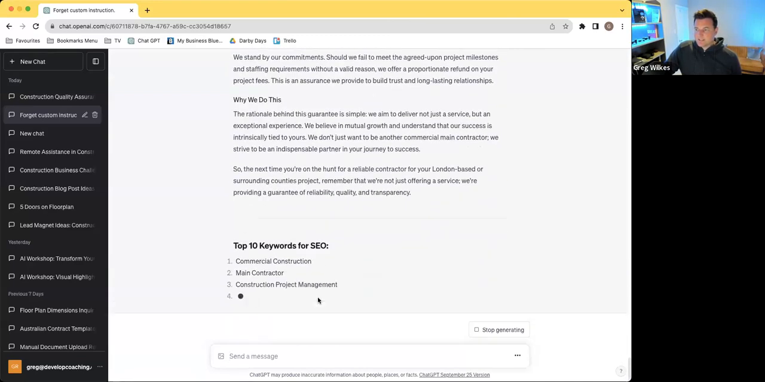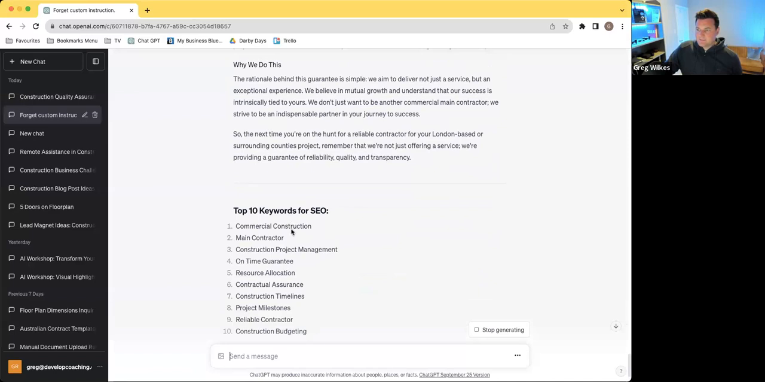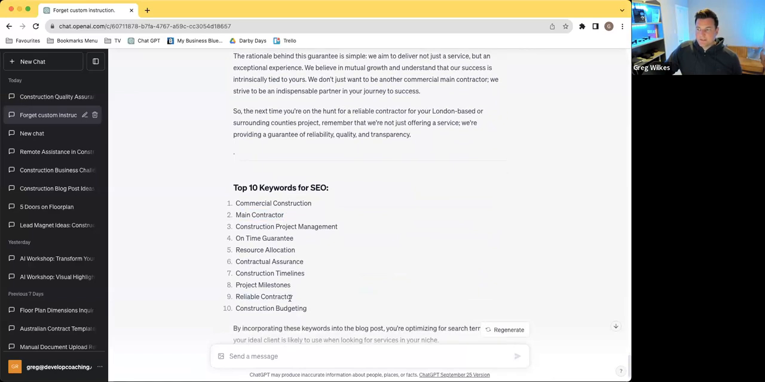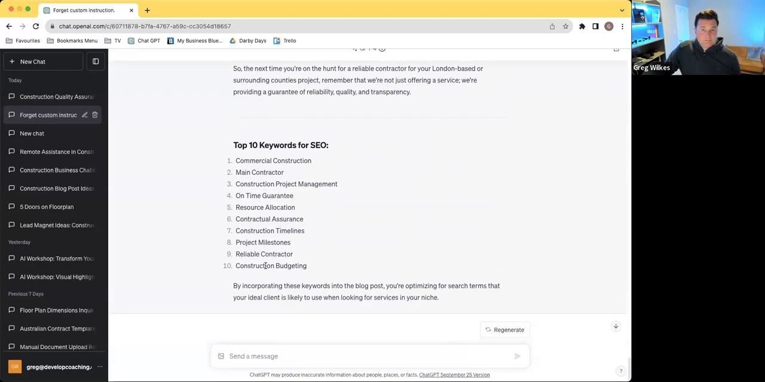There you go. Here's your top 10 keywords, and this is what they might be searching. So that's a good one. Reliable contractor, commercial construction, main contractor, all this sort of thing. So yeah, it's got a ton of stuff there, isn't it? Loads of things that you're going to potentially be able to use.